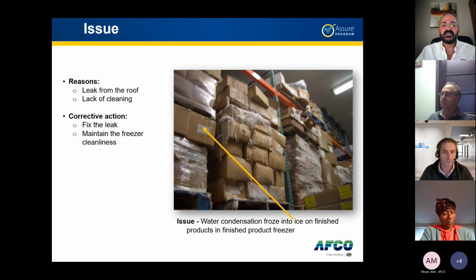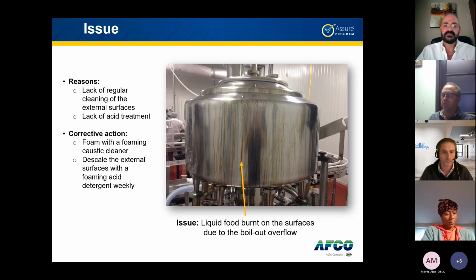Ice, as per the GMPs, this is wrong. You can't have ice in the freezers like this. Obviously, there was some water leak on the ceiling running onto the boxes that have food in them, and that water leak froze in the freezer. That should not happen in food processing plants.